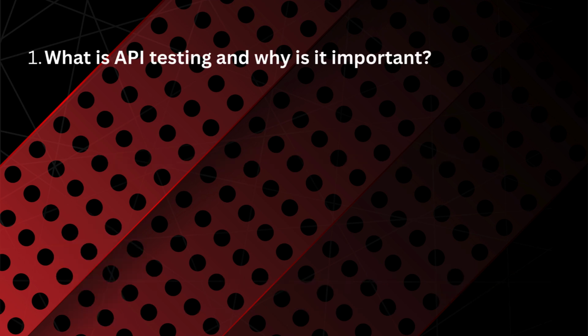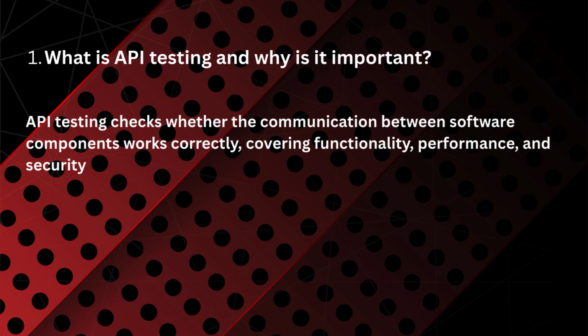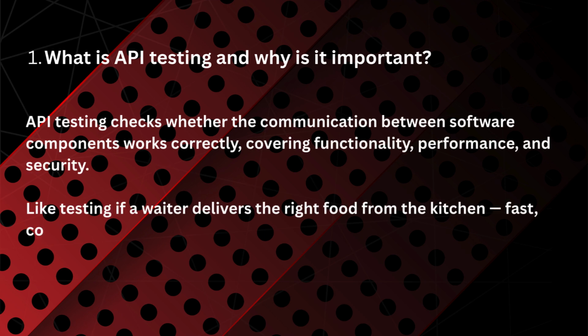Number 1. What is API testing and why is it important? API testing checks whether the communication between software components works correctly, covering functionality, performance, and security. Like testing if a waiter delivers the right food from the kitchen, fast, correct, and safe.